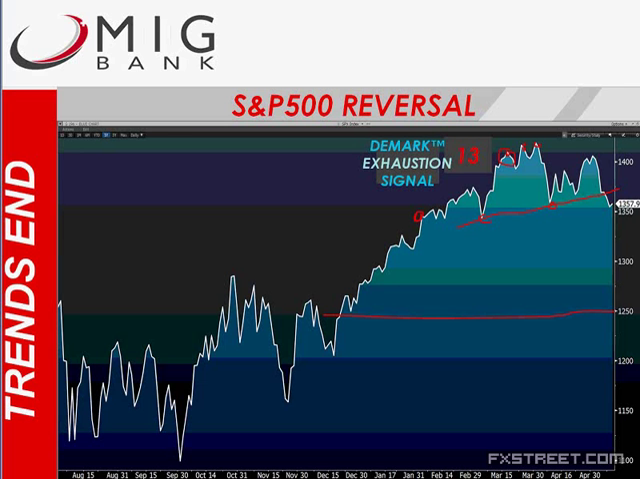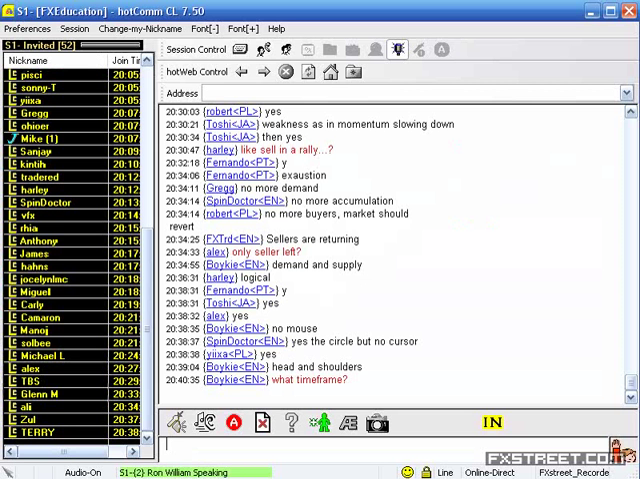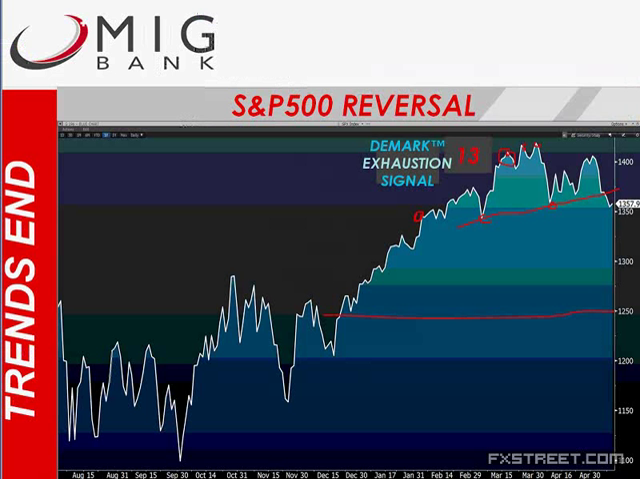And good question. Which time frame is this on? This is on the daily chart. Keep in mind that you can use DeMark indicators across all time frames, intraday time frames, from minute charts to 5-minute charts to 15-minute charts, all the way up to daily, weekly, monthly charts as well.